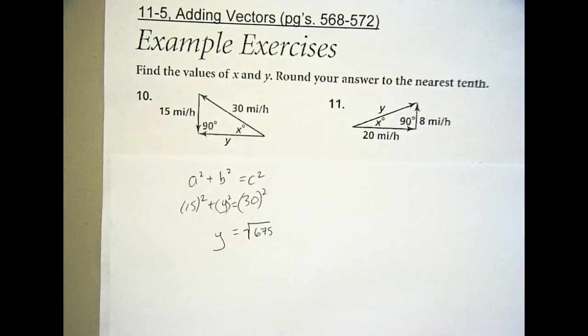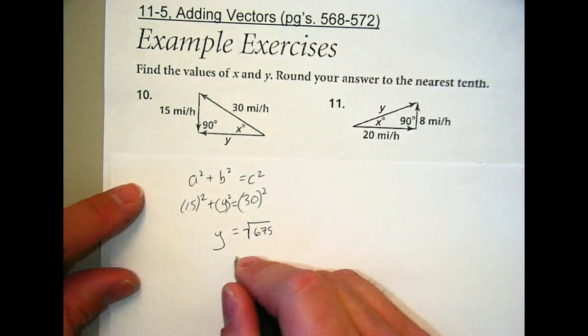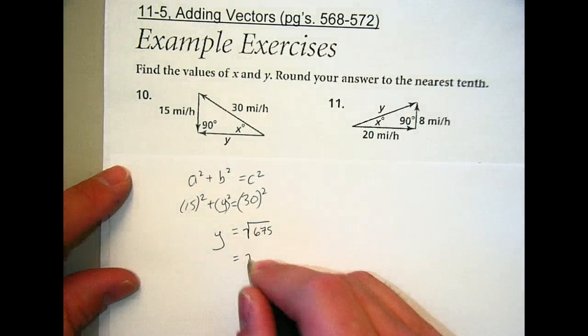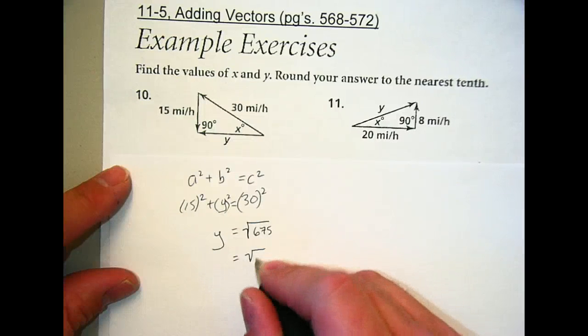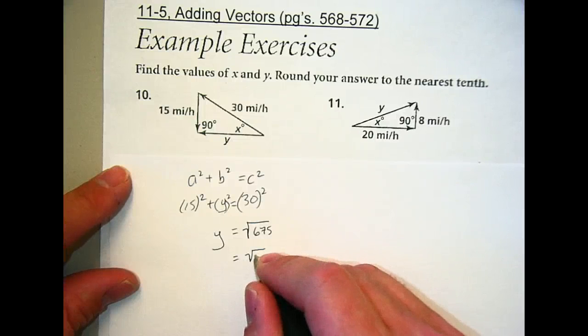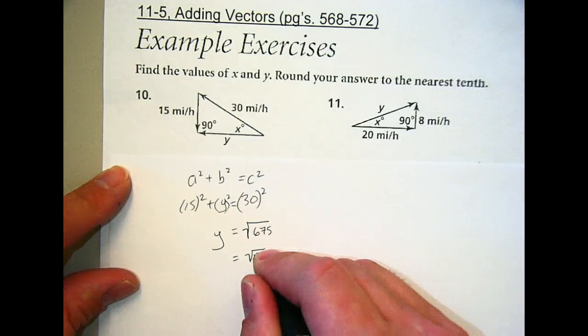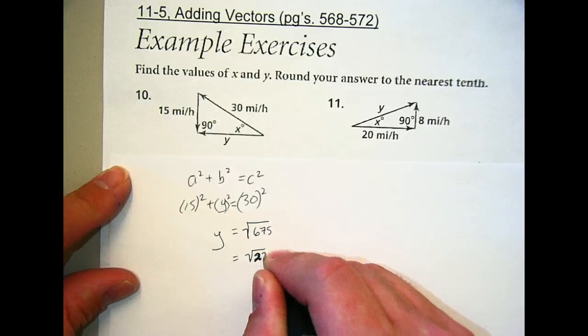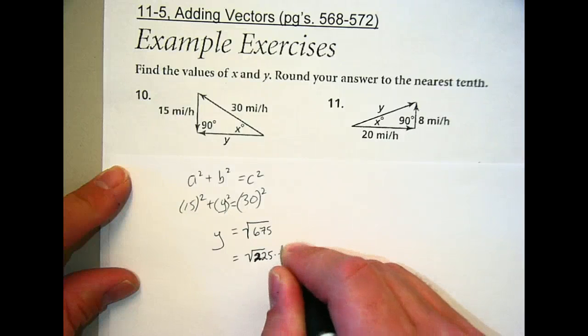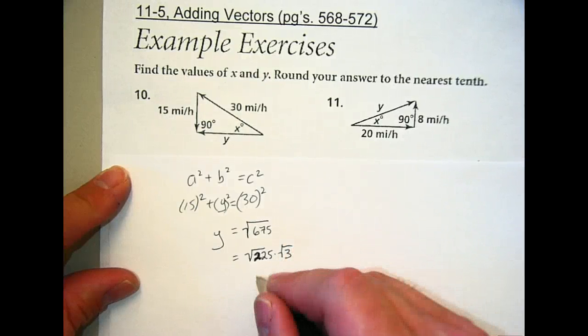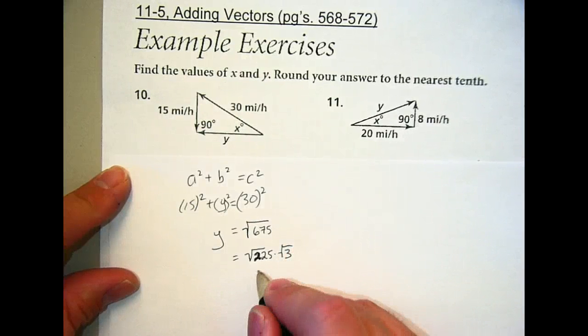Let's go with person number 1, Anna. 15 root 3. Yeah. So when you say 15 root 3, is that where you're going? Root 225 by root 3? And this is 15 root 3.